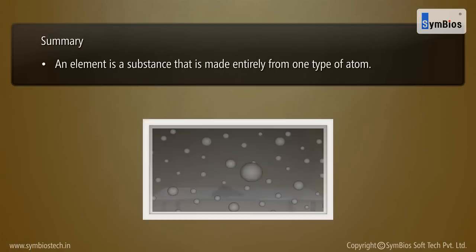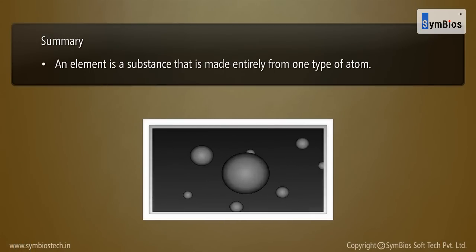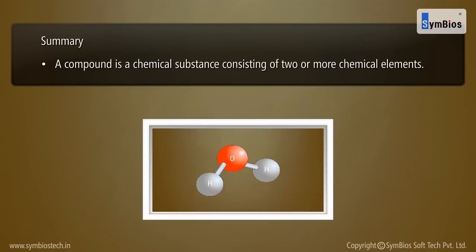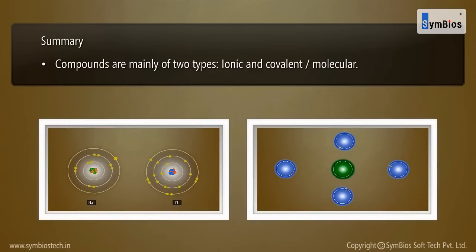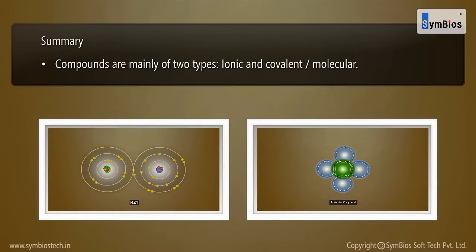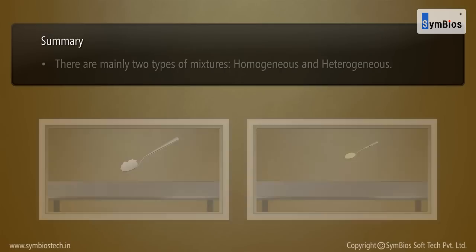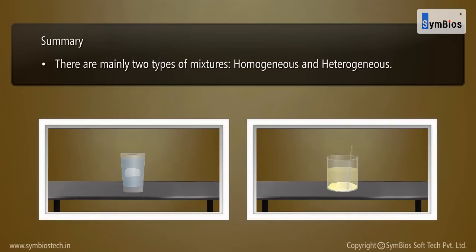Summary. An element is a substance that is made entirely from one type of atom. A compound is a chemical substance consisting of two or more chemical elements. Compounds are of mainly two types, ionic and covalent or molecular. A substance formed by combining two or more substances together is termed a mixture. There are mainly two types of mixtures, homogeneous and heterogeneous.